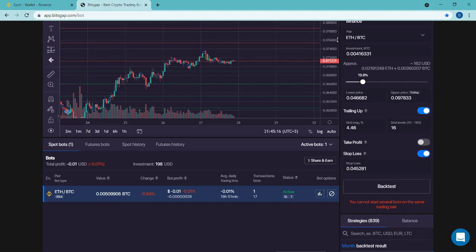Okay, now the reason why the grid lines are so far apart and that there's only 16 grid lines is because in this example we set up the grid bot very much with default settings, and we didn't try to adjust it in order to maximize our profits. We were looking for an easy way to set up the grid bot with default settings.